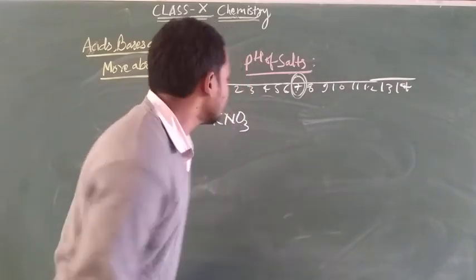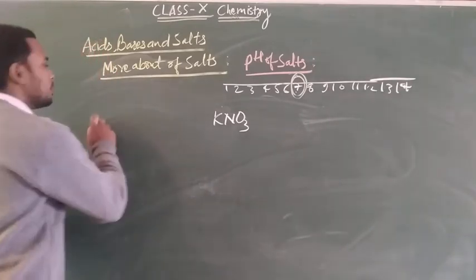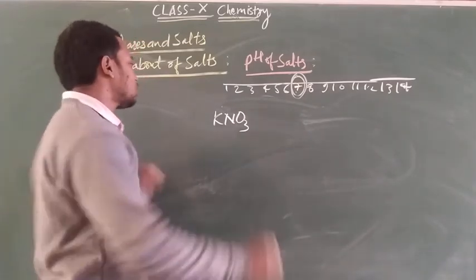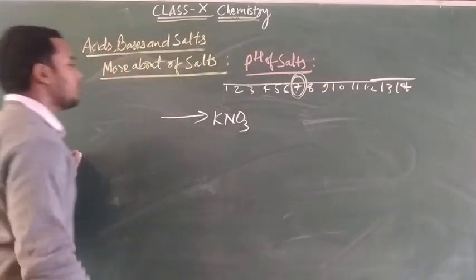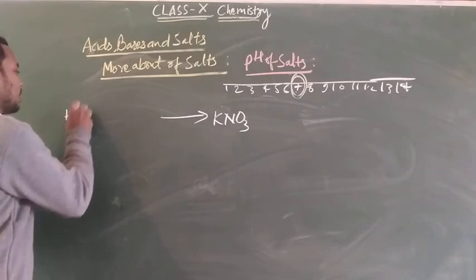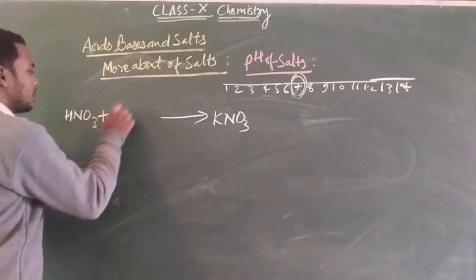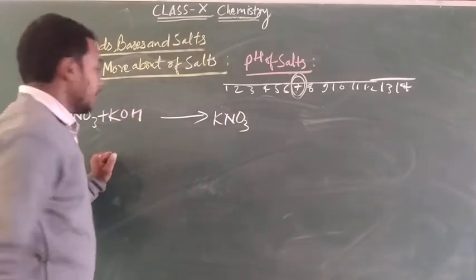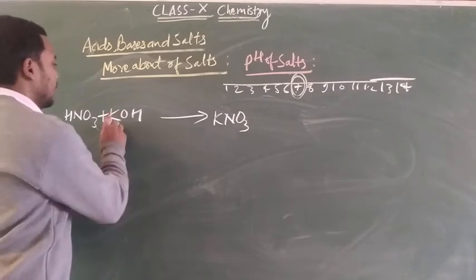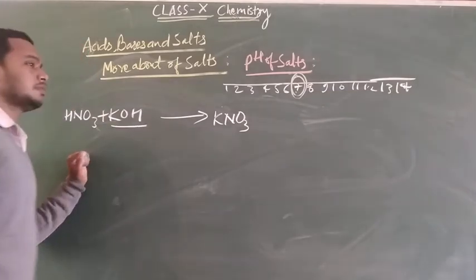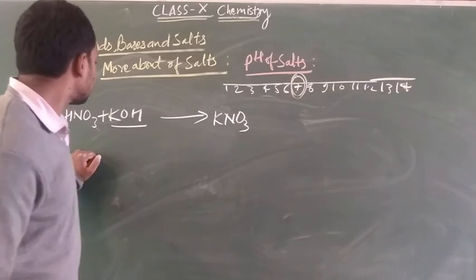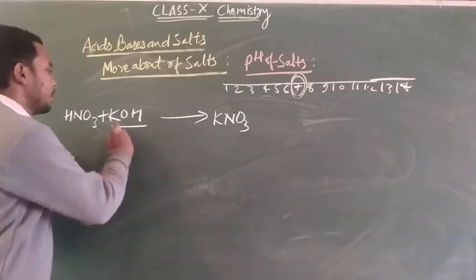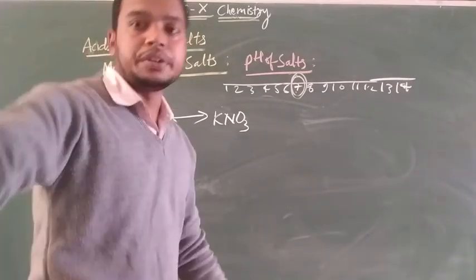Let's see potassium nitrate. Potassium nitrate salt is formed by the combination of HNO3 plus KOH. I will take the next example.